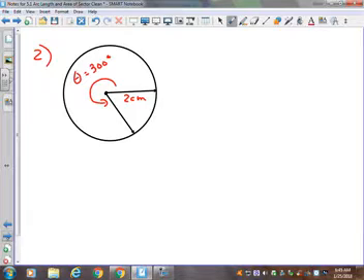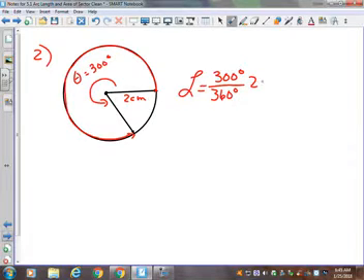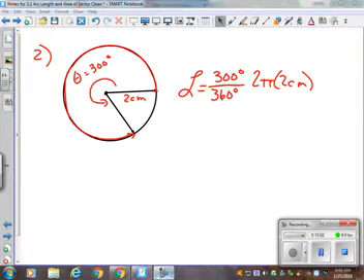Alright, and this one we have a really long arc because we're going all the way around this circle, 300 degrees. So it's almost the entire circle. So arc length again is going to be equal to 300 over 360 times 2 times pi times 2 centimeters. Alright, see if you can calculate that one yourself. I'm going to pause the video for just a minute, and you should pause the video and work this.